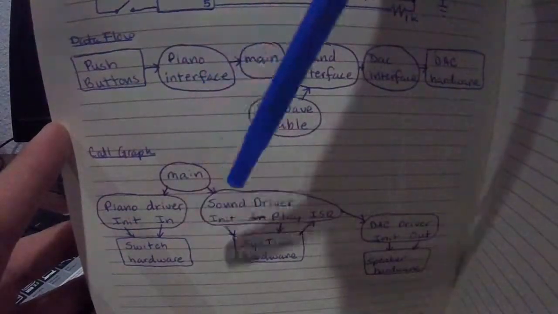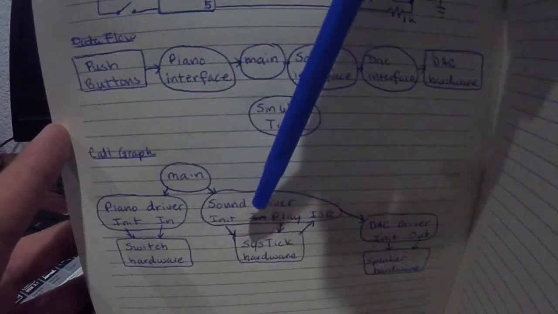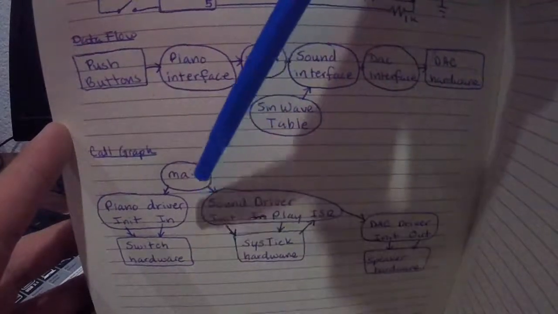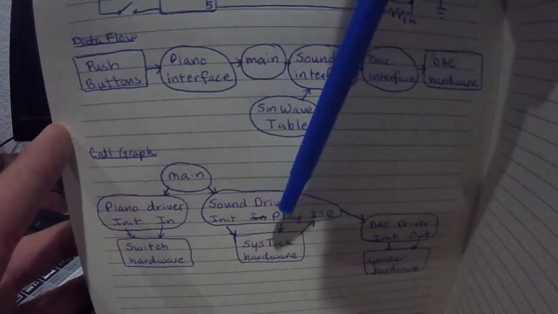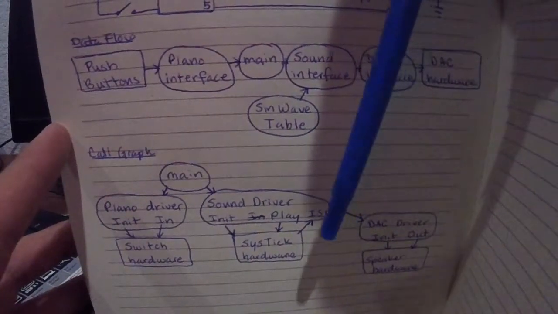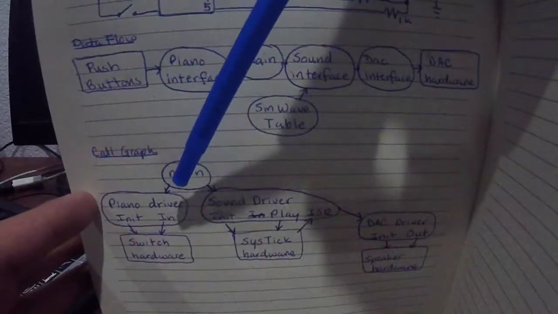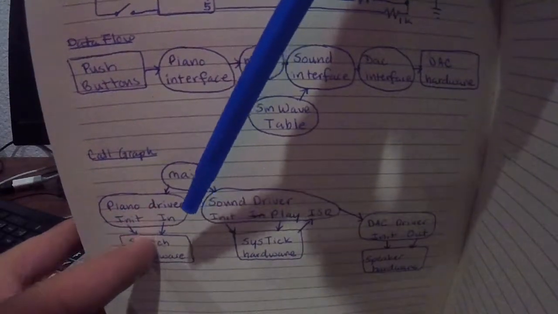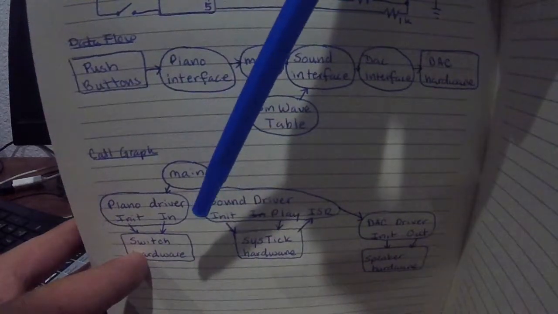So you see we have the main program, and we have 3 different modules: the piano driver, the sound driver, and the digital to analog converter driver. And notice that the main program only has access to the piano driver and the sound driver. The digital to analog converter driver is abstracted from the main program through the sound driver. And so the piano driver will initialize our switches as inputs and collect the data from them, asking basically which button is pressed at a very fast rate.